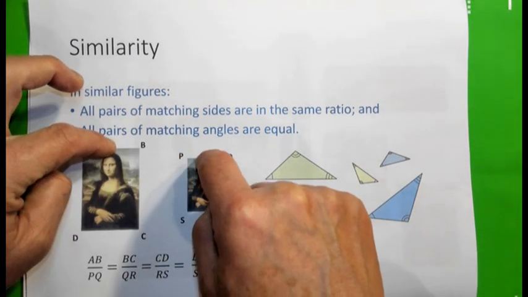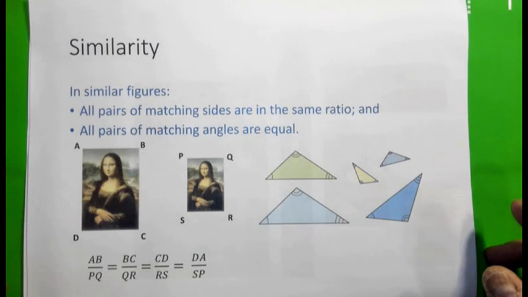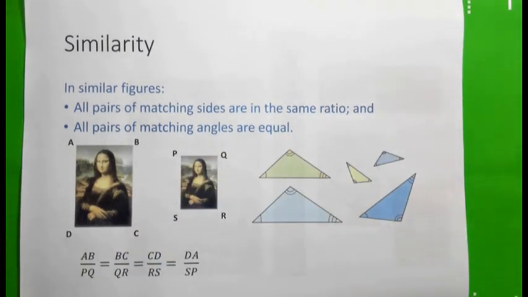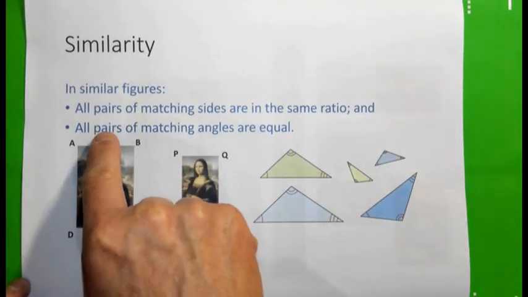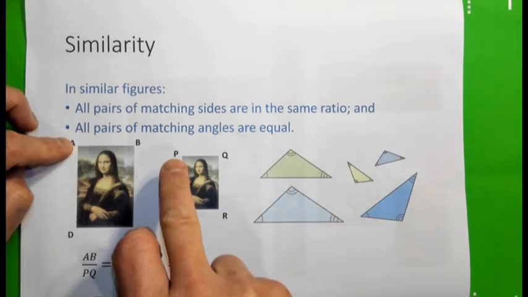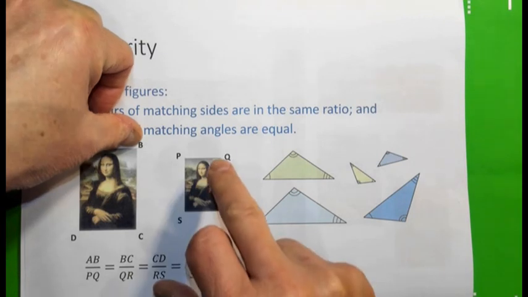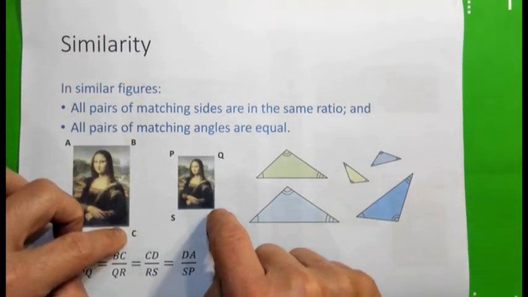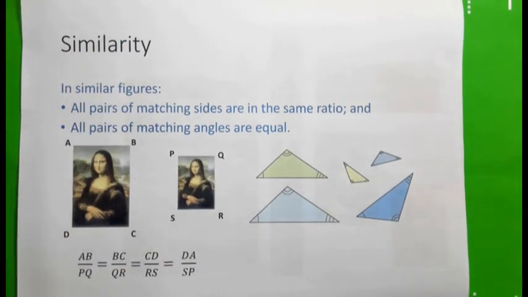So, the corresponding sides have the same ratio. Now, the matching angles are equal. So you can see angle A is the same as angle P, B is the same as Q, C is the same as R, and D is the same as S. They are all 90 degrees.